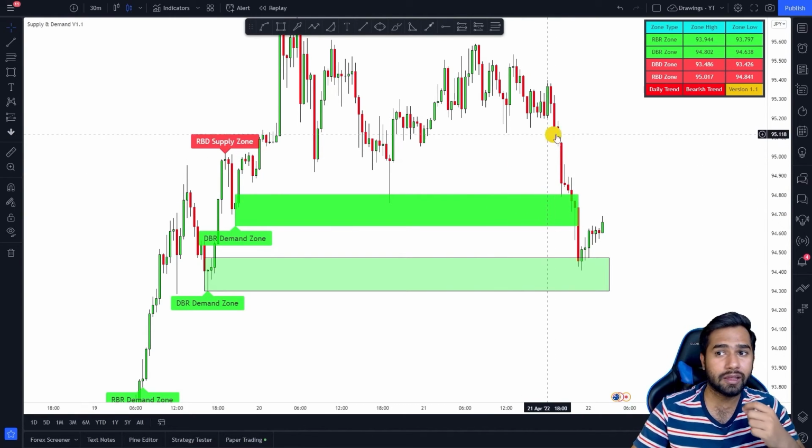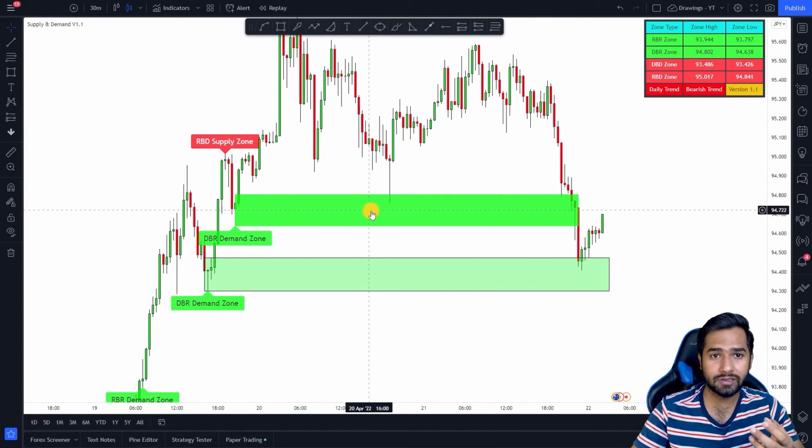Also, this indicator helps traders to trade the supply and demand zones in real time.